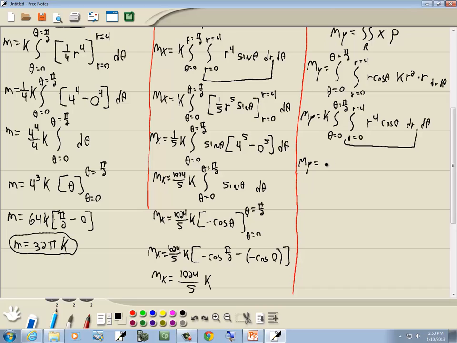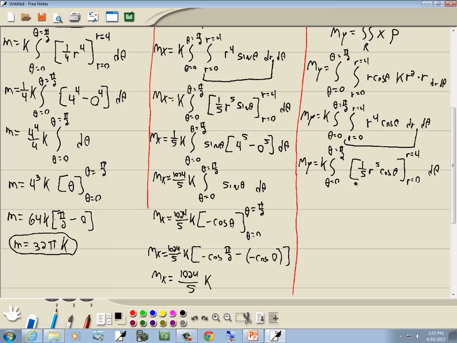I wouldn't normally go through the steps again, but since I screwed it up on the first one, let me see if I can screw it up again here. Okay, so we're going to add 1 to our power divided by our new power. So we're going to have 1/5 r to the fifth. Cosine theta just carries along from r equals 0 to r equals 4.